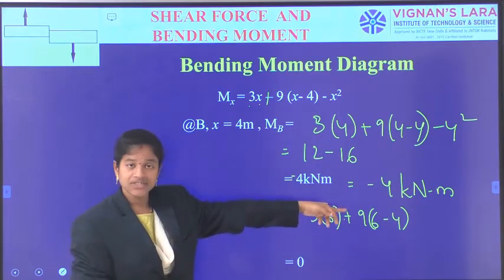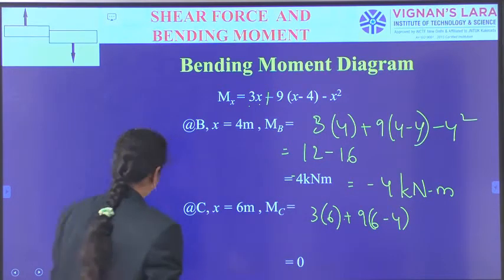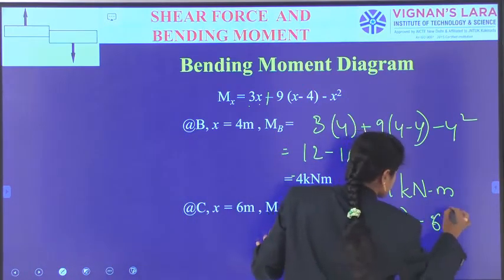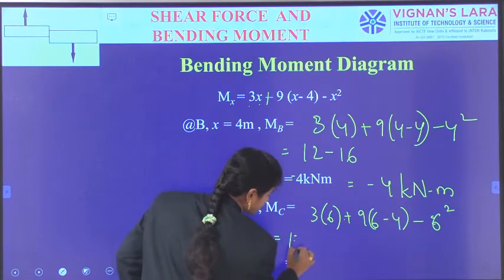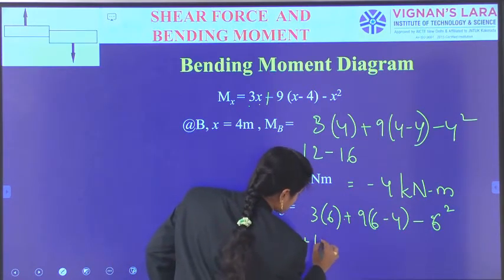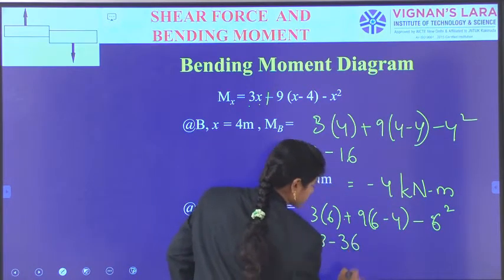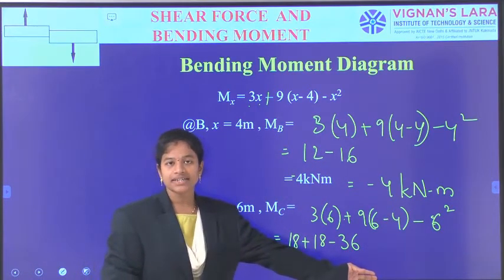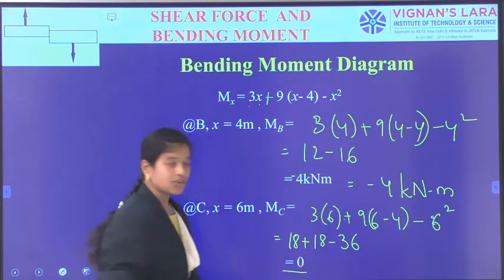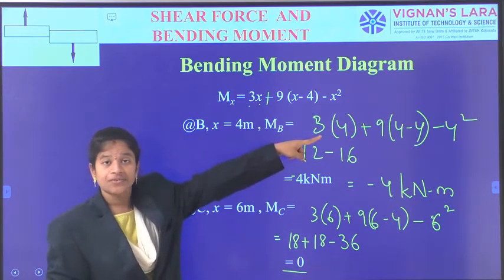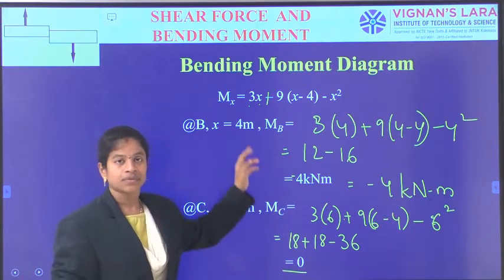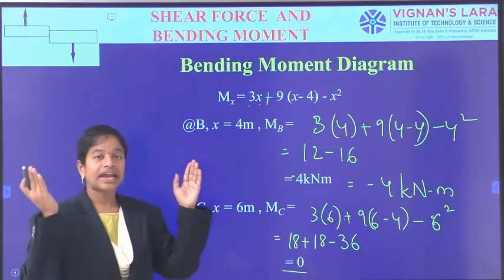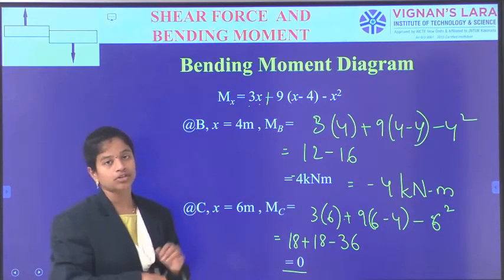So we have got minus 4 kilonewton meter at B. And at C, minus 6 square. So in this way, this is 18 plus 9 twos are 18, minus 36, which we have got as 0 bending moment. 18 plus 18 is 36 minus 36, which is equal to 0 bending moment at the complete free end point of the overhang, that is C. So in the previous step, we have calculated the bending moment at A, the bending moment at B, and in between, at SF is equal to 0 point, we have also got a bending moment.